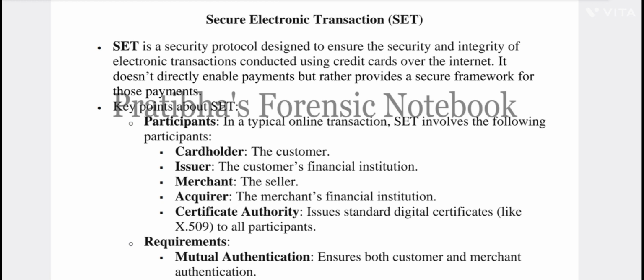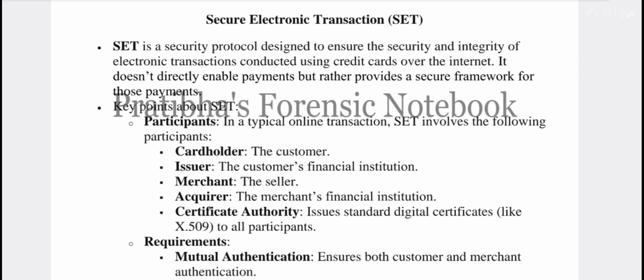After that, it will take you to your payment apps, such as UPI, Paytm, and other UPI apps. After making the payment, you get the message. Secured Electronic Transaction. The participants are the cardholder, basically the customer; the issuer, the customer's financial institution, for example the banks; the merchant, the seller; and the acquirer, the merchant's financial institution.